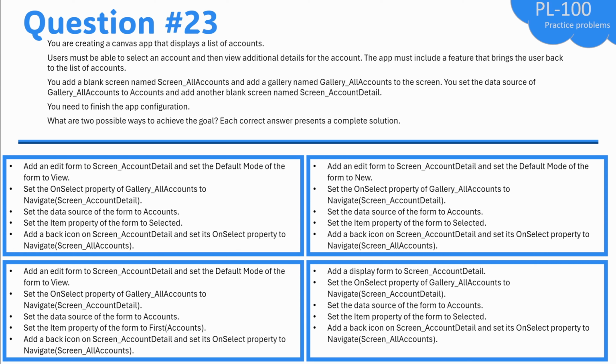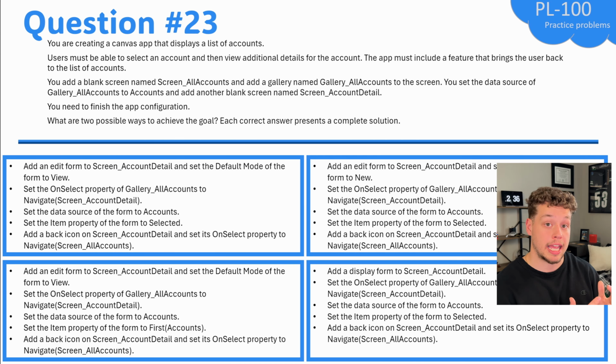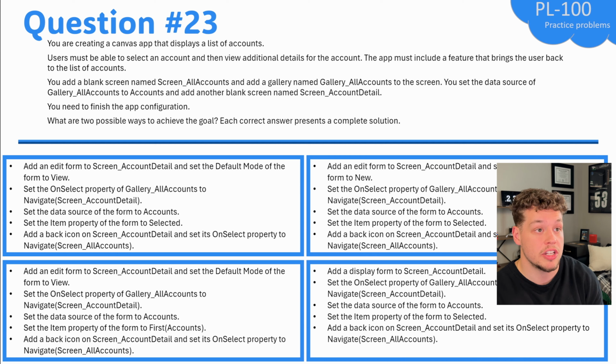That's what that's saying. You add a blank screen named Screen All Accounts and a gallery named Gallery All Accounts to the screen. You set the data source of the Gallery All Accounts to Accounts and add another blank screen named Screen Account Detail. You need to finish the app configuration. What are 2 possible ways to achieve this goal? Okay, so we have a screen that shows all of our accounts within a gallery, and then we have an account detail screen that is to show the individual account's information, and on that screen we need a back button.